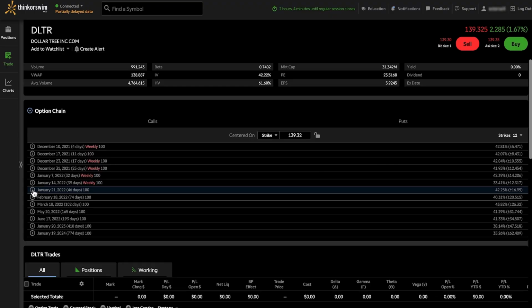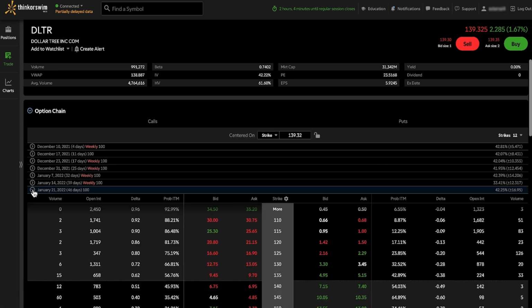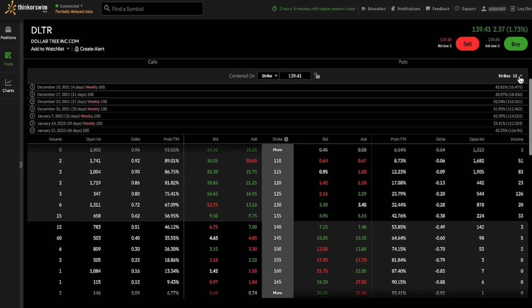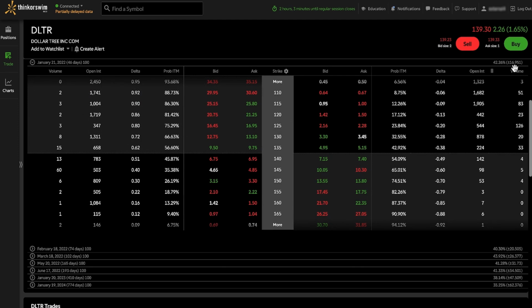Next, let's take a look at the strikes, which I can see by expanding the January expiration. There are lots of ways to customize the chain. I can change the number of visible strikes or change where the chain centers. If I want to see different info like Greeks, I can click the gear button to change my columns. For this example, I've got all the info I need, so I'm going to leave the defaults.